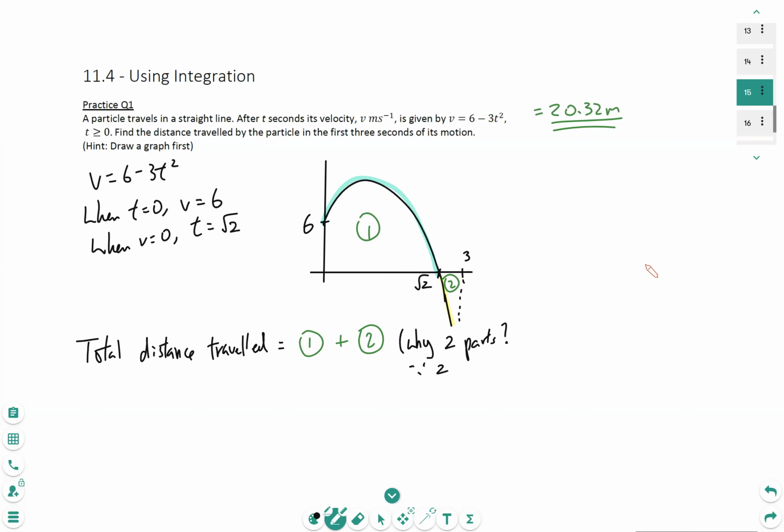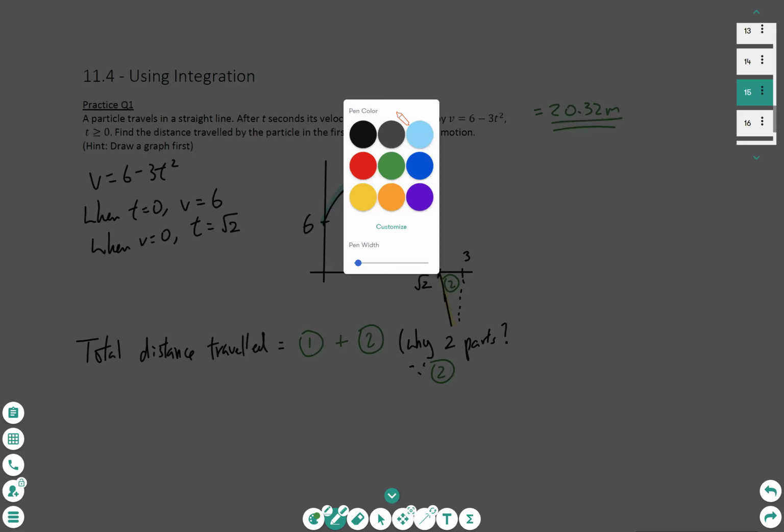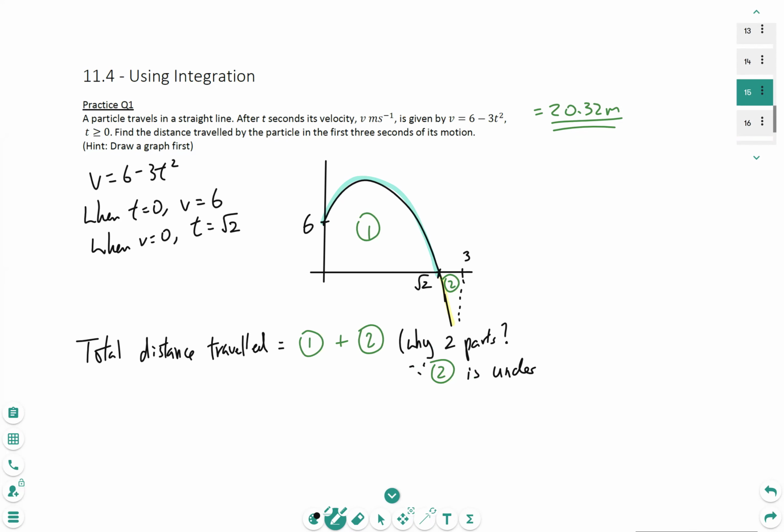part two, let me use green just to color code it, because part two is under the x-axis, which means the distance is negative. So that's why we have to do two parts, because it becomes negative. If they ask you for displacement, you're perfectly fine, but because it's distance, that's different. I have mentioned so many times the difference between distance and displacement.